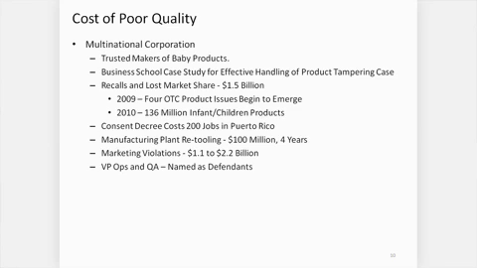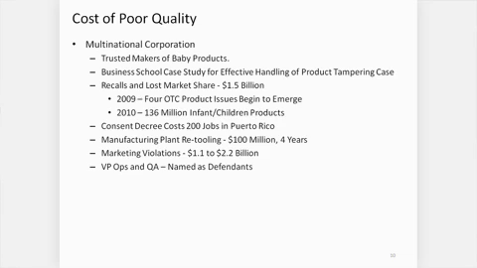And in fact, when I was doing my MBA, this was the business case of a company that handled a product tampering case in a very, very positive way. They're the business case example of how you actually handle problems. But they got lost, or they lost their way somewhere, and they recently had recalls and lost market share of $1.5 billion. I know for a fact that they didn't gain that much by making the cuts in quality that they had, but they lost $1.5 billion.